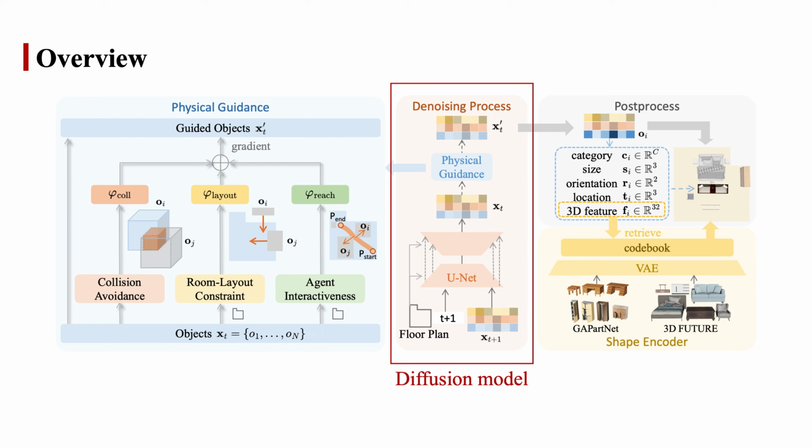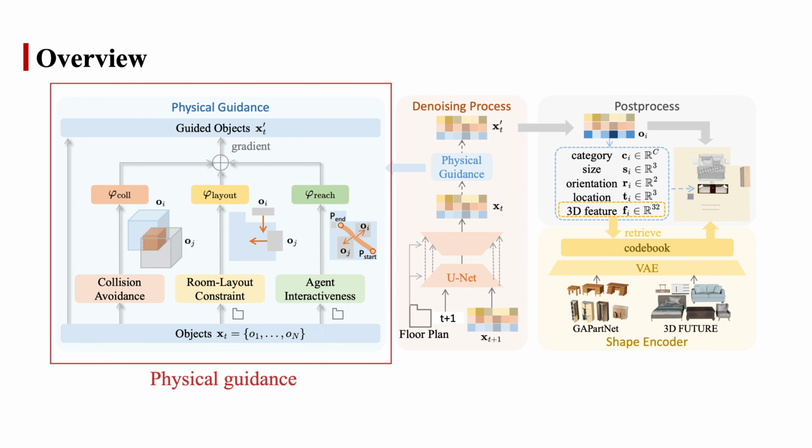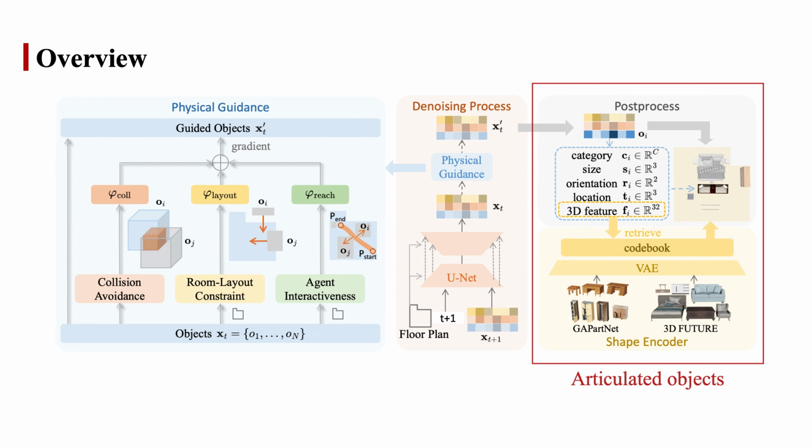First, we leverage diffusion models with a floor plan condition for capturing scene layout distributions. Then we apply three distinct physical guidance functions for guiding the diffusion process to improve the physical plausibility and interactivity of generated scenes. Finally, we use the 3D feature for cross-dataset retrieval with both articulated objects and rigid objects.